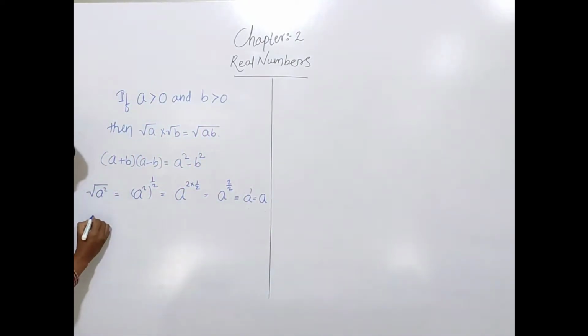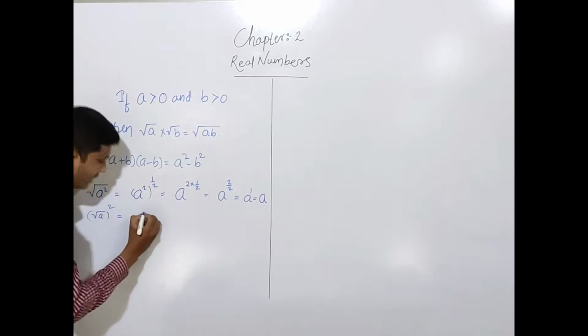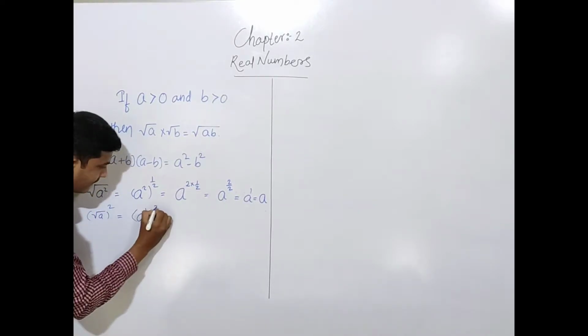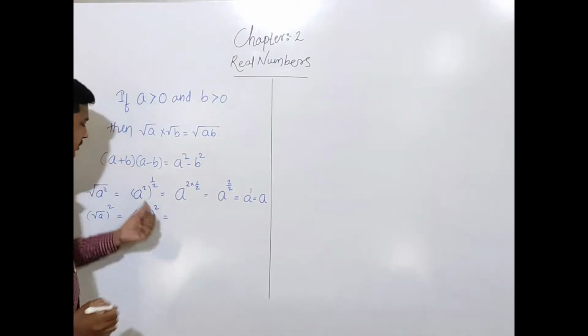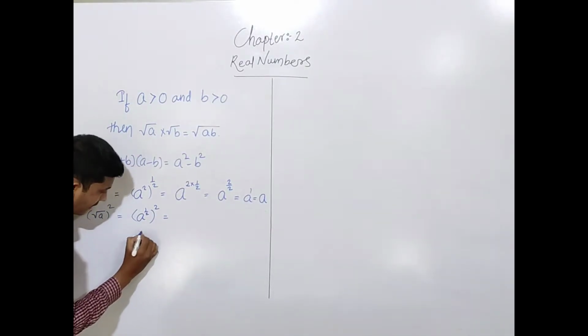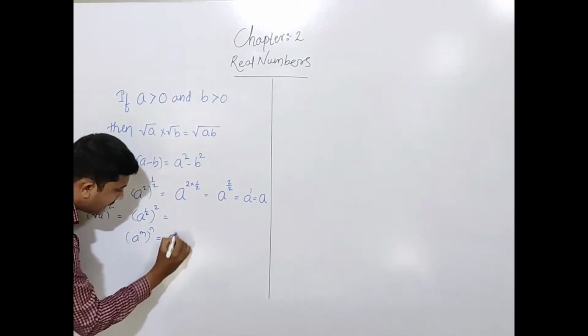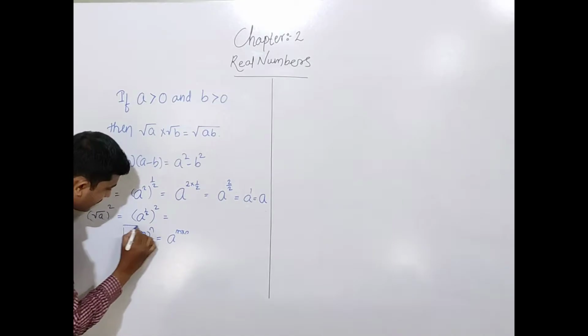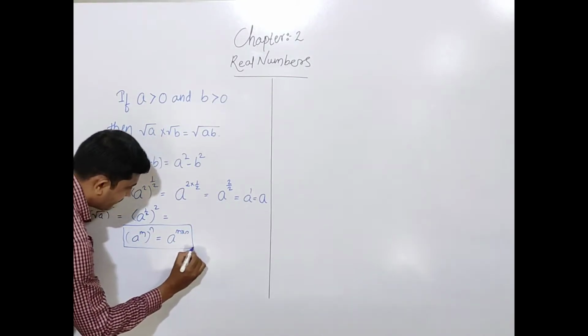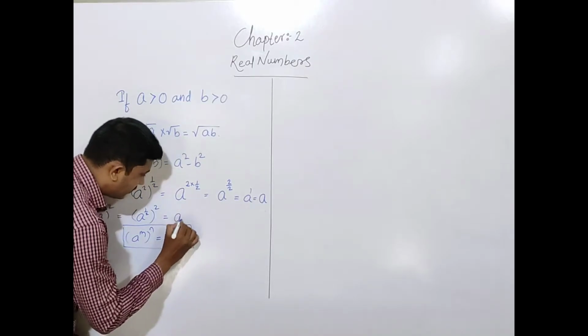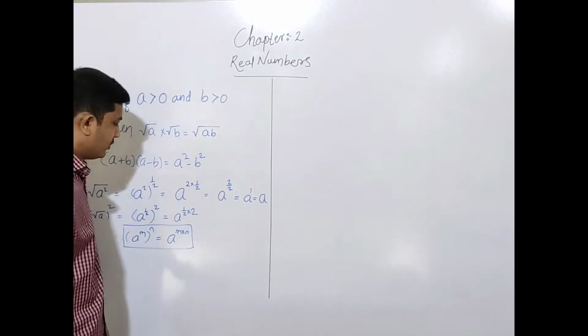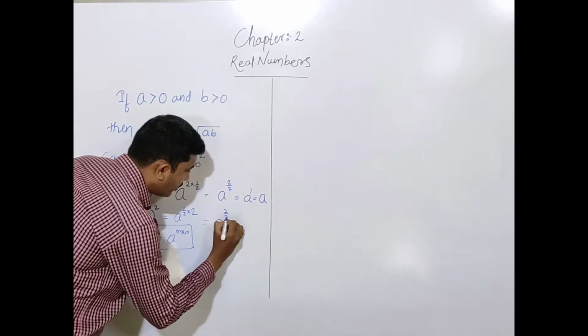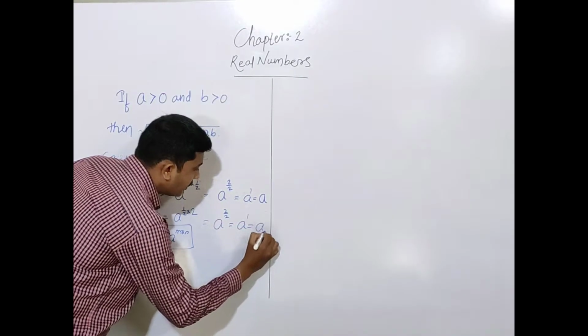Also, square root of a, bracket whole square. Let's see. First of all, if we remove the square root, we get a to the power 1 upon 2, and this square as it is. Now again we have to use the identity a to the power m, to the power n, is equal to a to the power m into n. We will use this identity: a to the power 1 upon 2 into 2 is equal to a to the power 2 upon 2, which is equal to a to the power 1, that is equal to a.